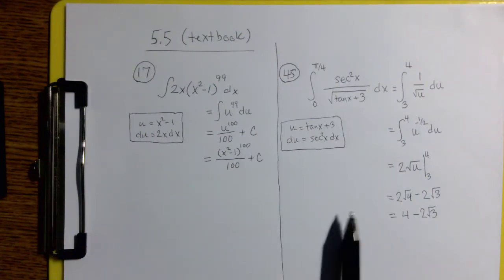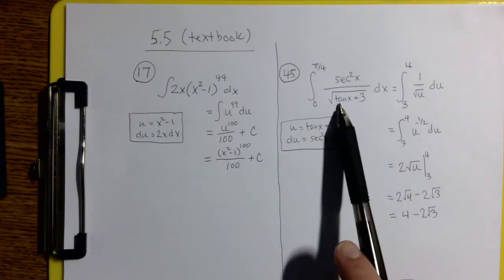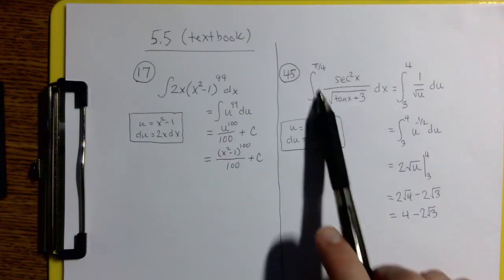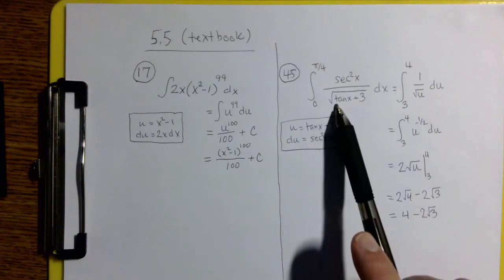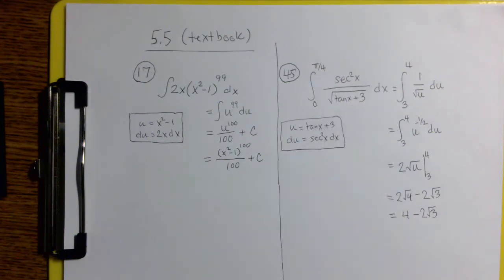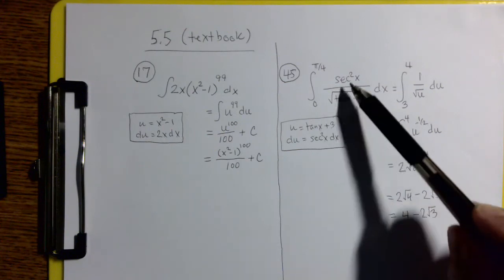Let's move on to this one, which is a definite integral. And as I said, it looks quite different than this first example. But if we look closely at the expression we have here, we notice under the square root down here, we have tangent x plus 3. The derivative of that is secant squared x.